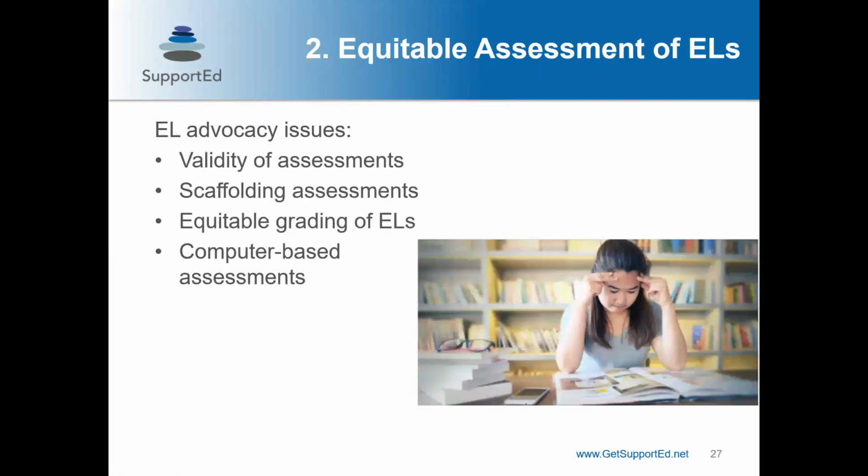And the second area is equitable assessment of English learners. Assessment is also a chapter in my advocacy book, and it's more and more important every time we look at it. Some of the issues are validity of assessments, making sure that assessments measure what they're intended to measure, that they're not de facto measures of language instead of content. Also, scaffolding assessments. Oftentimes, teachers can scaffold instruction, but then not carry that over to assessments.